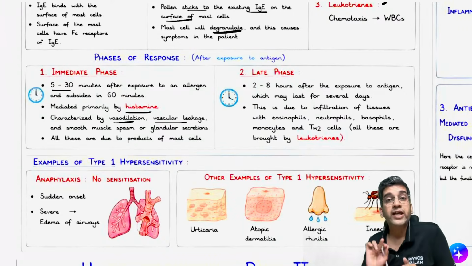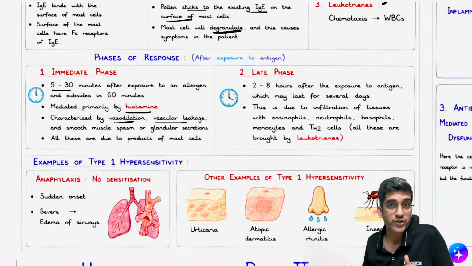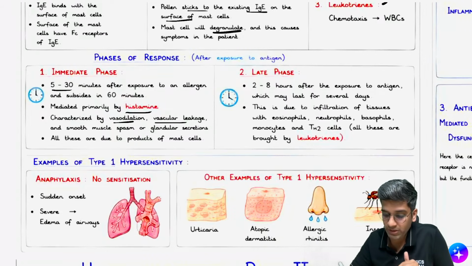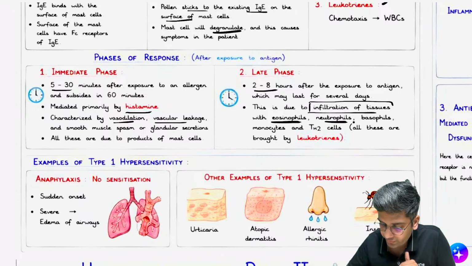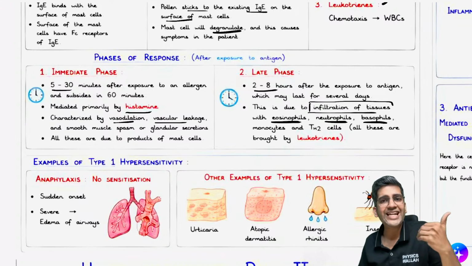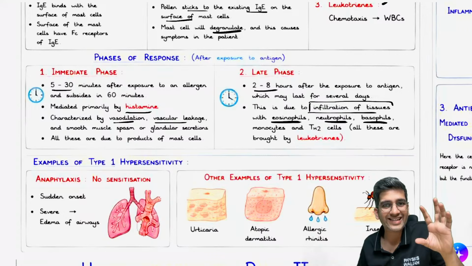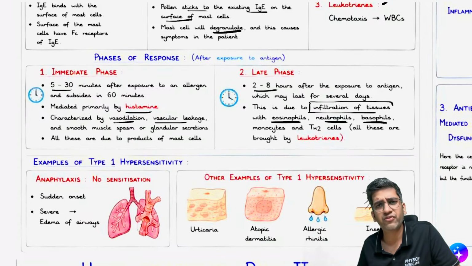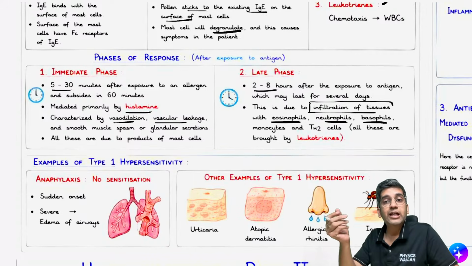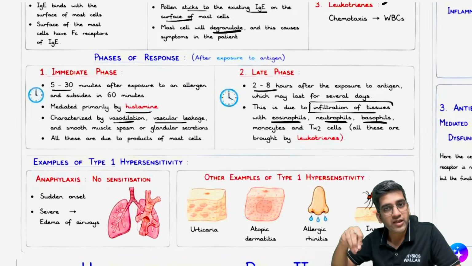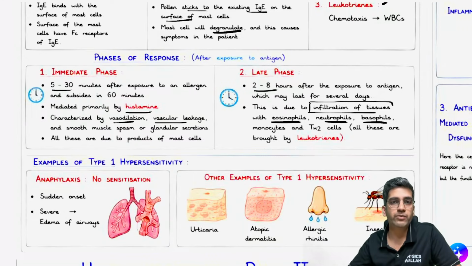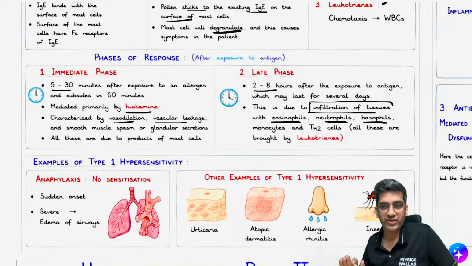The late phase response is primarily mediated by WBCs, the newly incoming WBCs, which happens 2 to 8 hours later, right? These are due to infiltration of the tissue by eosinophils, neutrophils, basophils. Any interleukin which has been secreted acts as a chemotactic factor. Leukotriene B4 is a powerful chemotactic factor, right? They will attract more WBCs. When those WBCs come, they also have granule content. They will also degranulate and have the same response a little bit later. We call it a late phase response, right?